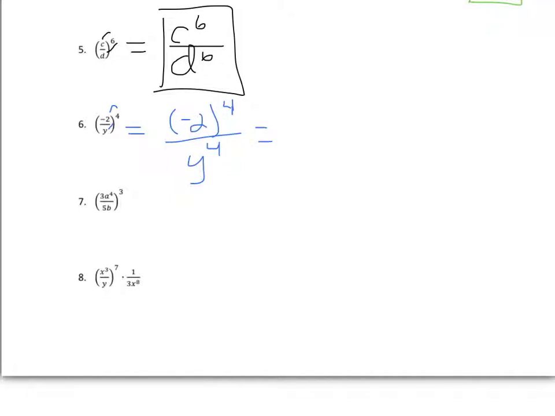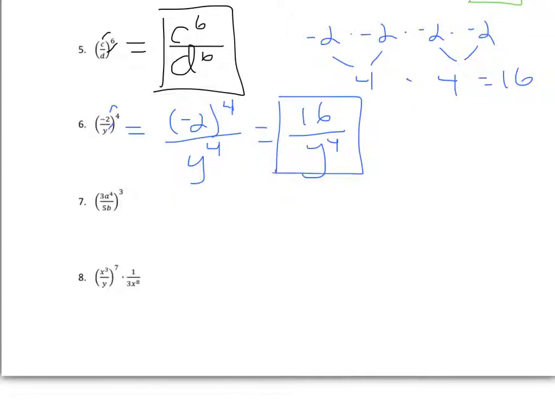-2 to the 4th is -2 times -2 times -2 times -2. We know that -2 times -2 is positive 4. -2 times -2 is positive 4. 4 times 4 is 16. So -2 to the 4th is 16. And then in the denominator we keep y to the 4th. Looks just like that.